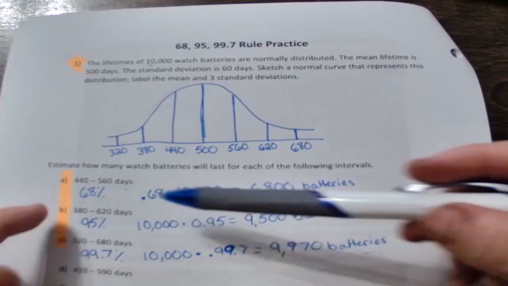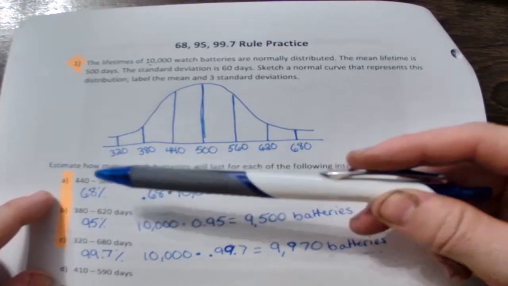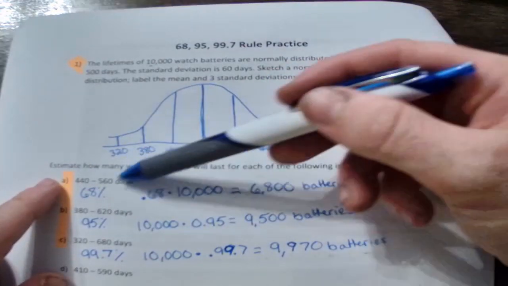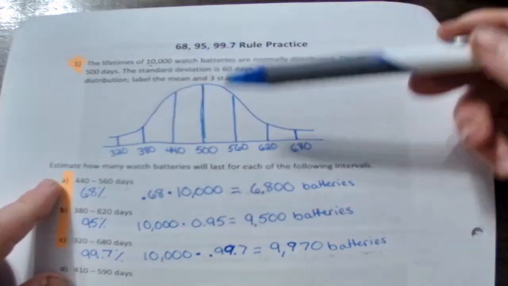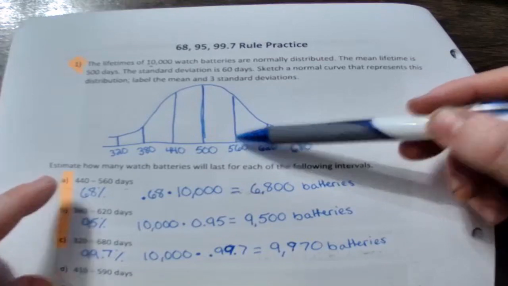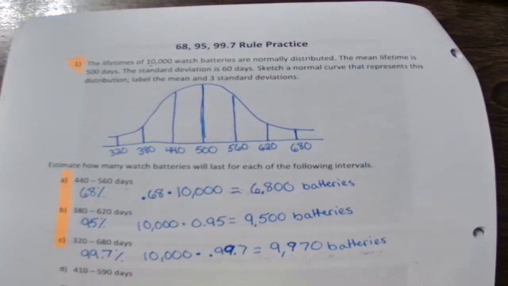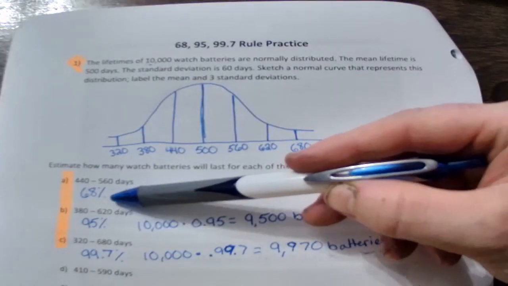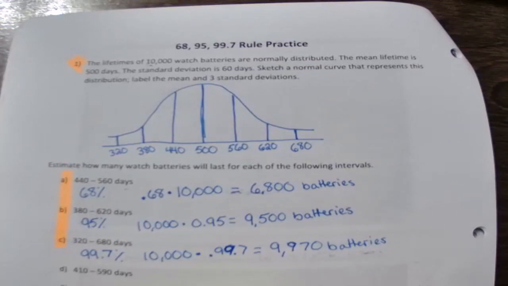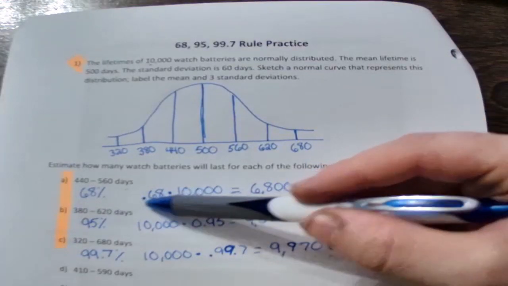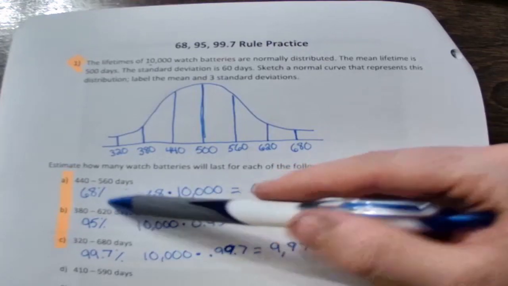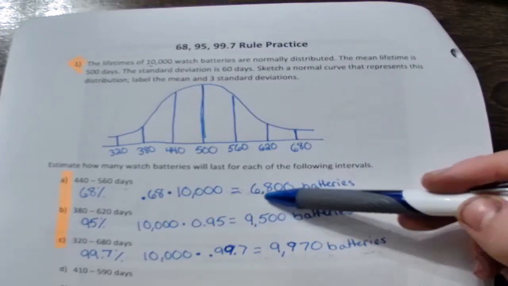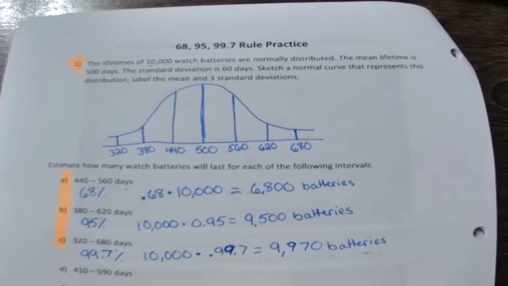So the first one that we did together was part A. It says how many watch batteries will last for each of the following intervals. So if I was doing 440 to 560, that's all within 1 standard deviation to the right, 1 standard deviation to the left. So based on this rule, 68% of my data should fall in there. The way to find the exact amount of batteries is do 0.68, because that would be the percentage, times the amount of batteries, which was 10,000. So this gave me 6,800 batteries would fall within that amount of days.